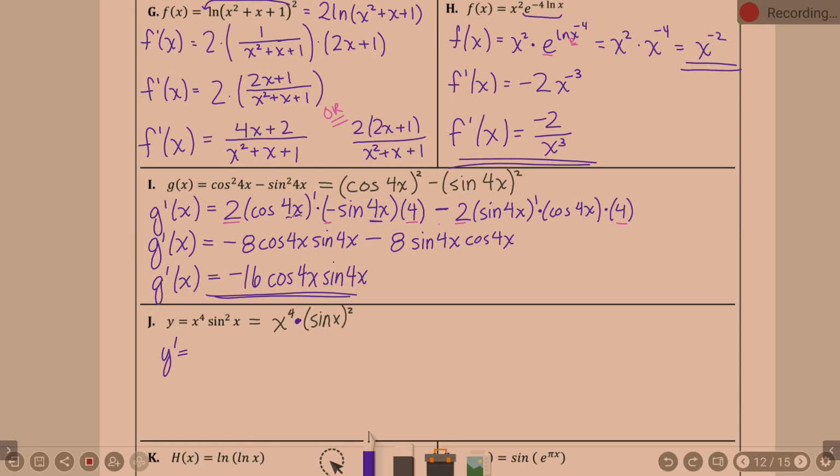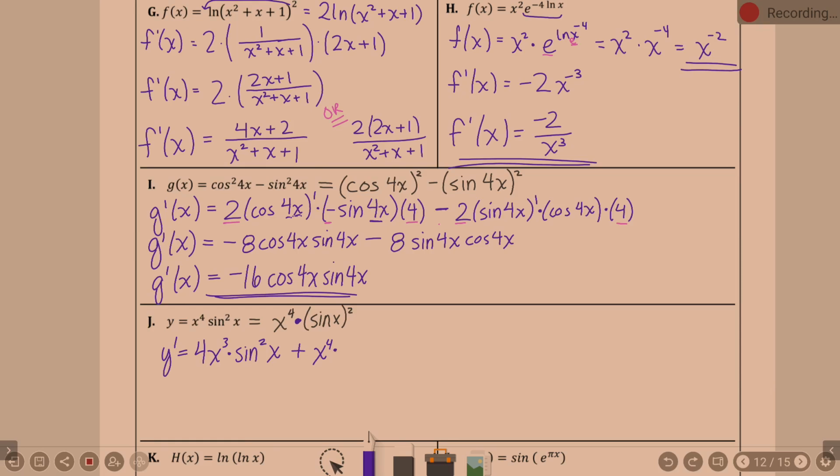You guys okay if I start with just the derivative of x to the fourth? What is the derivative of x to the fourth? 4x cubed. And then I'm going to keep the sine x quantity squared. I'm actually going to write it as sine squared x right now. That's the first piece. Derivative of the x to the fourth, keeping the sine squared x. It's product rule, so we are adding. This time, we're going to keep the x to the fourth.